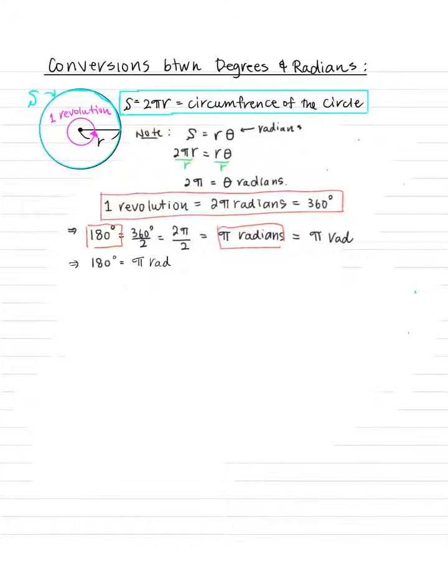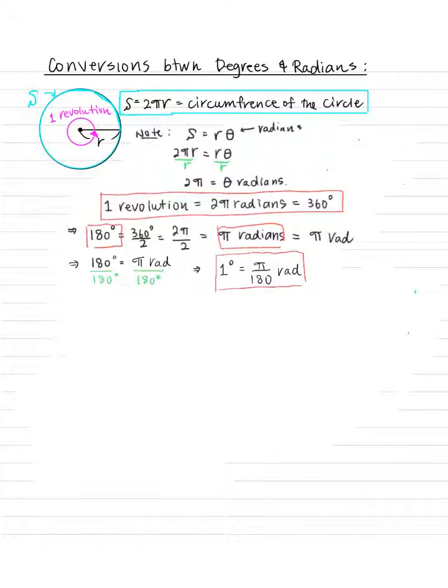Now, if I divide this by 180 degrees on both sides, let's see what's going to happen. Okay, so that implies that what do we get? 1 degree is pi over 180 radian. Now, that is a very important thing that we must know, so I'm just going to box that in red.